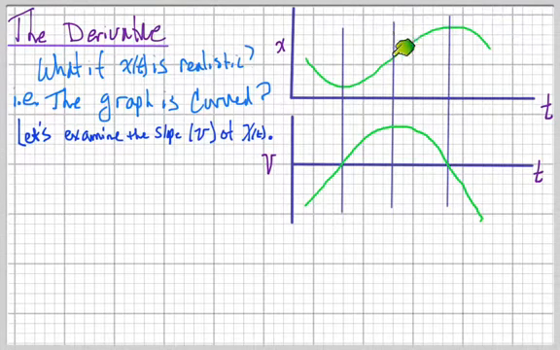But this one's an interesting one. This is where our concavity changes, and this is where our velocity goes from increasing to decreasing. We can also have one in the other direction. We can have a velocity going from decreasing to increasing, and the curve would just be down like that instead.